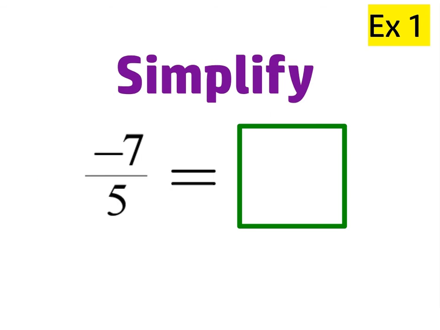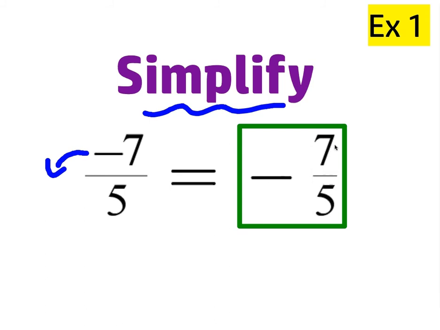Let's look at some examples together. Negative 7 divided by 5. And this problem says to simplify. Negative 7 divided by 5. And I'm going to go ahead and tell you this is real easy. All you have to do for all these problems is simply move the negative out front because of what I just showed you. So guess what? The answer is negative 7/5. And all we did was take the negative and move it out front.